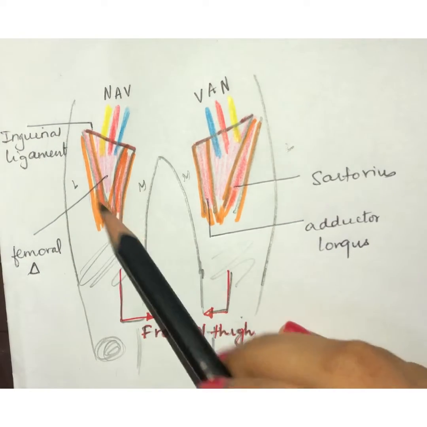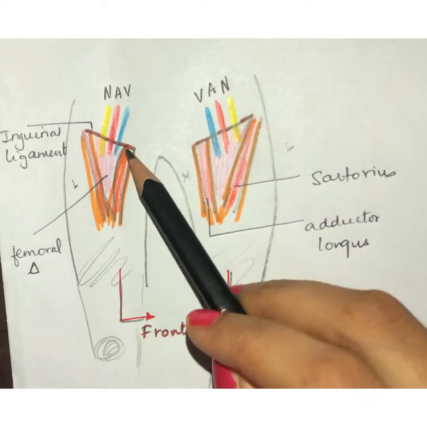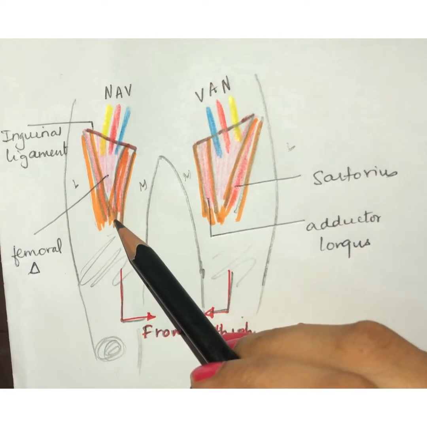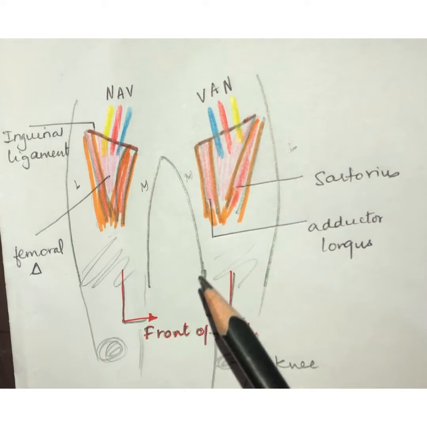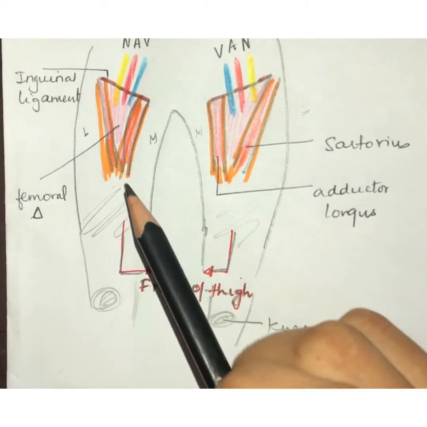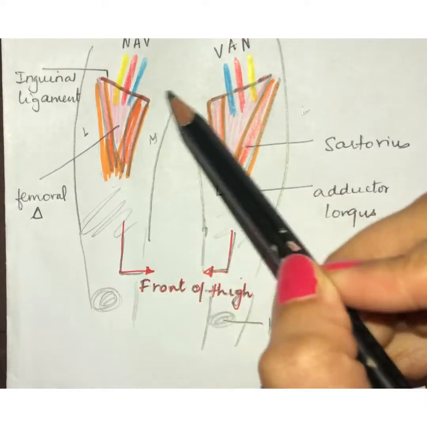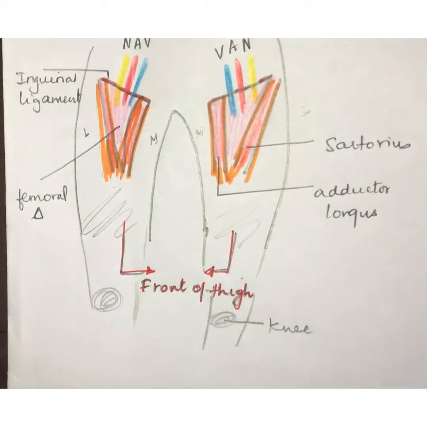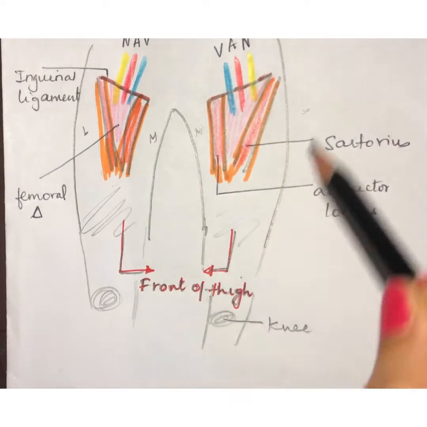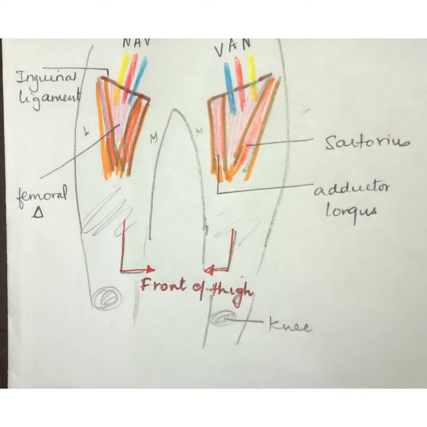The apex is formed by both the lateral and the medial borders meeting together, that is sartorius and adductor longus, and the base is formed by the inguinal ligament. The same thing is present on the other side as well.